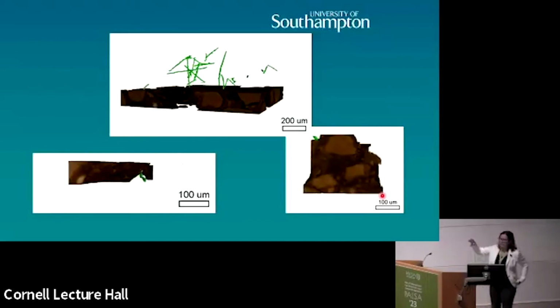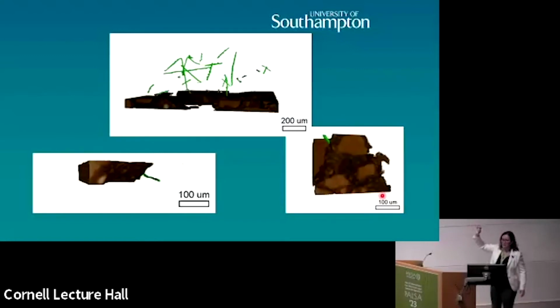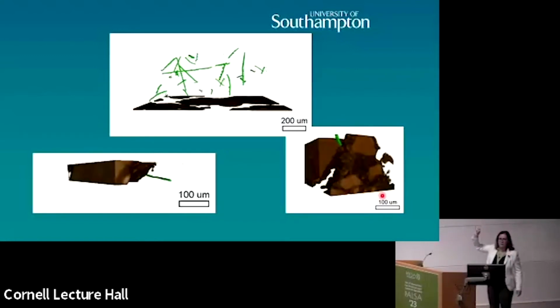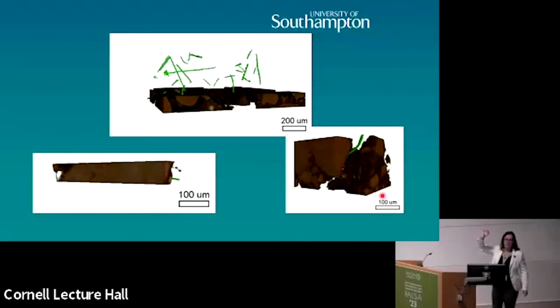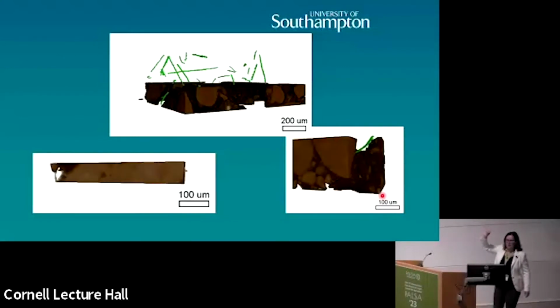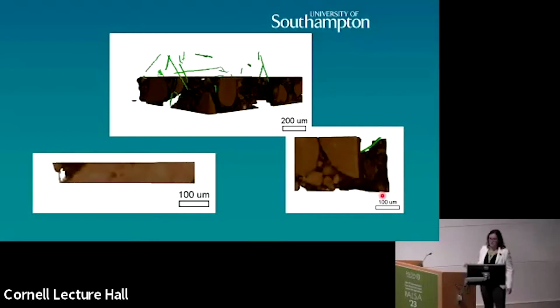The big questions are, what are these little blobby things on the top that you see? Are they water droplets? Are they amoebae? Are they some exudates? What are they? We still don't quite know.